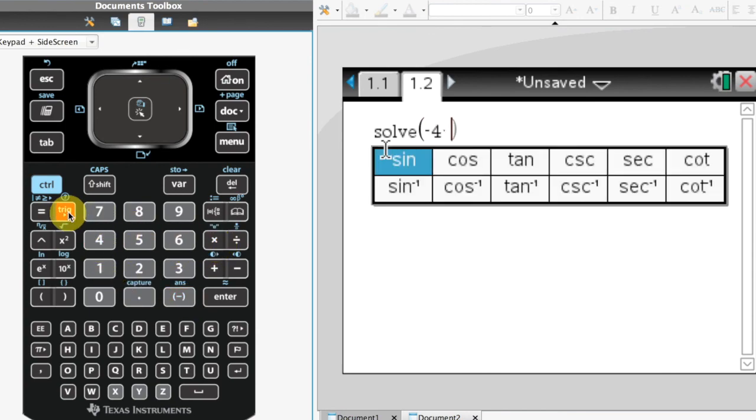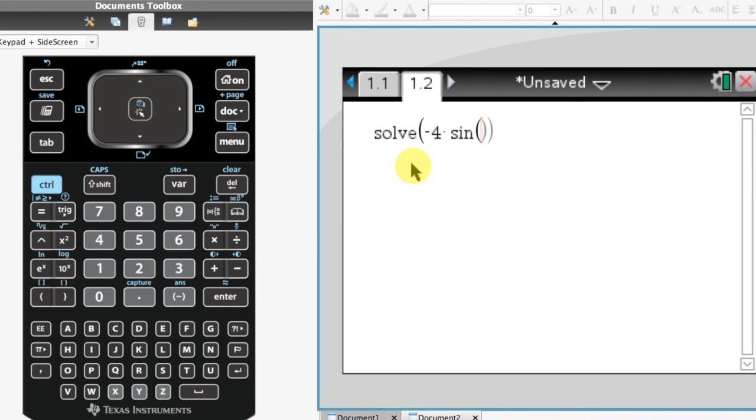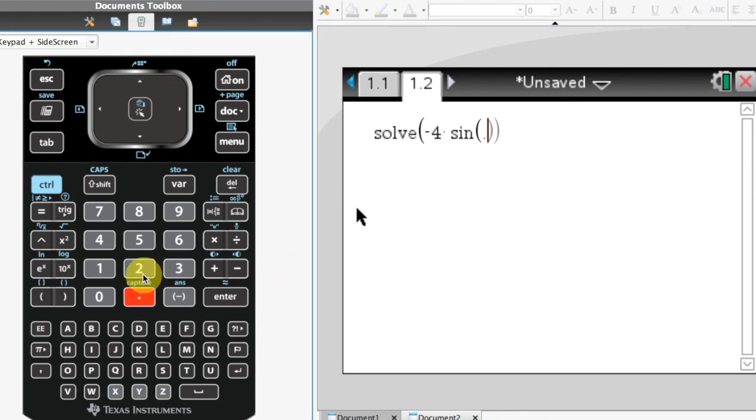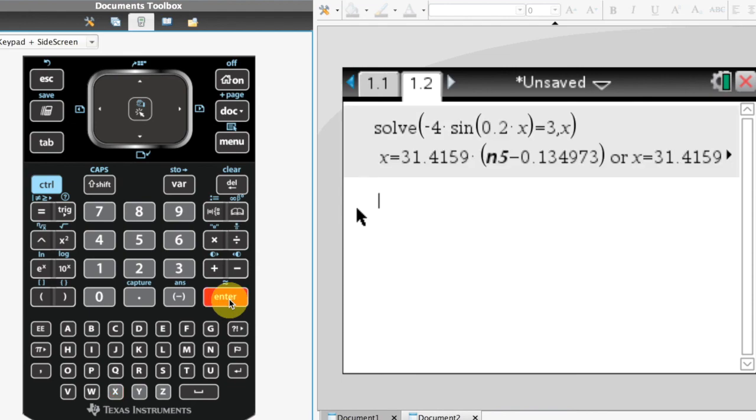times it by sine of 0.2 times x. And now that is going to be equal to 3. And I'm solving for x. Hit enter, and I have this very complicated looking set of solutions here.